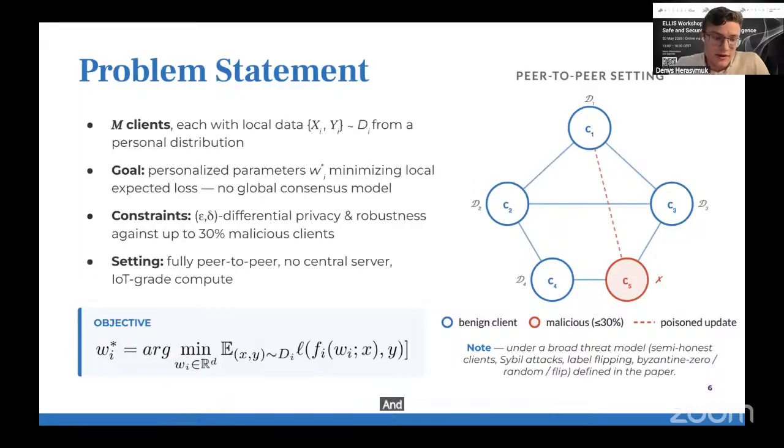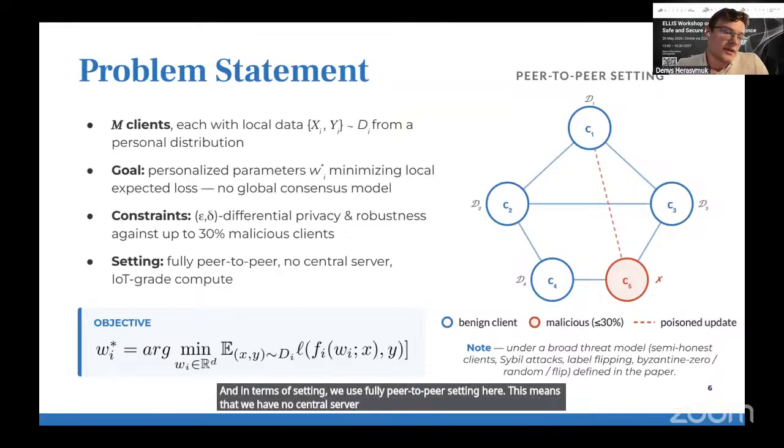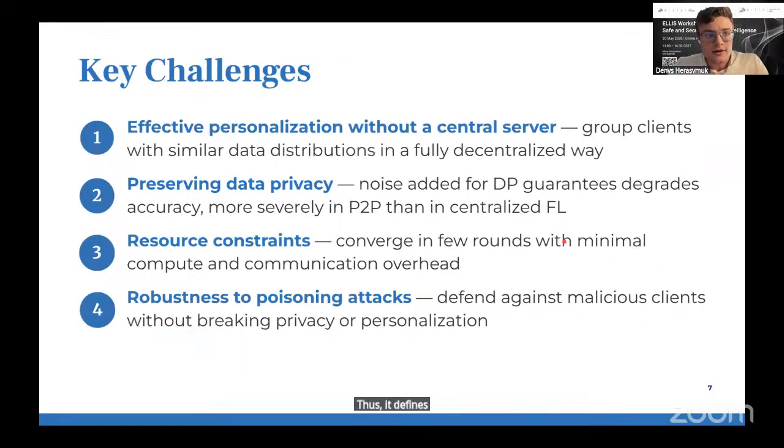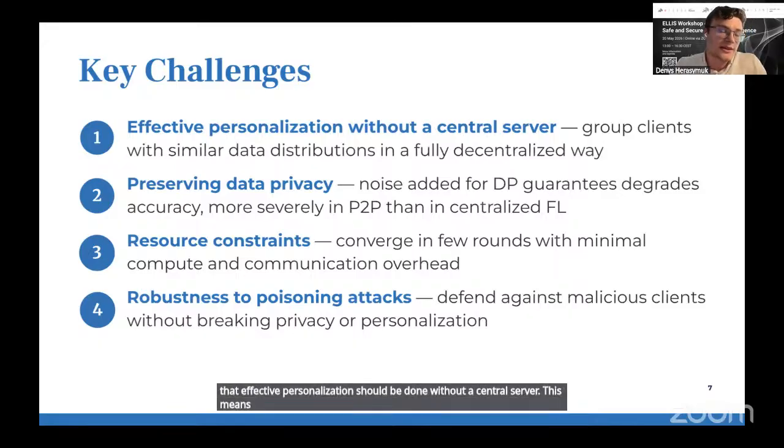In terms of setting, we use a fully peer-to-peer setting here. This means that we have no central server, and we need to use only IoT-grade compute for this training. Thus, it defines the following four key technical challenges. The first one is that effective personalization should be done without a central server. This means that the clustering which we use should be done without a central server, and we need to come up with pseudocode for that.